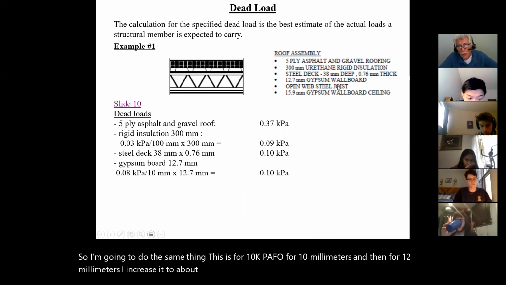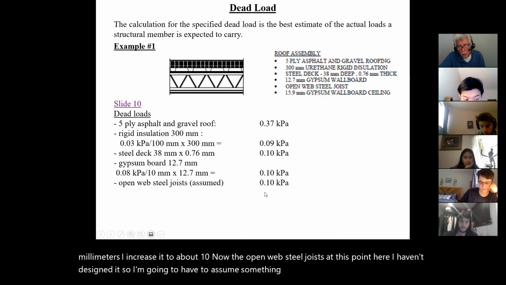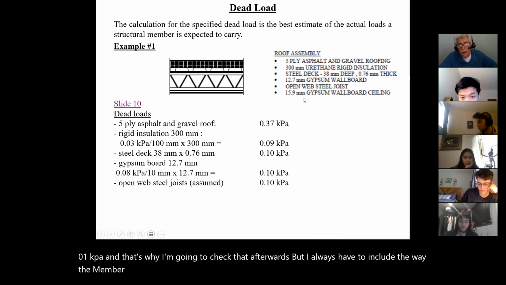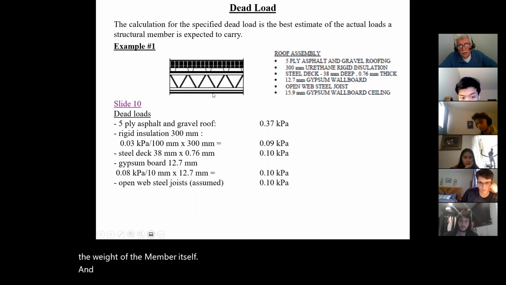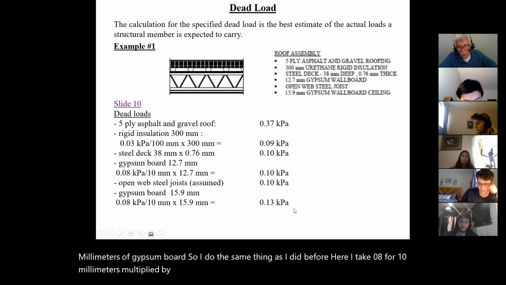Now, the open web steel joist, at this point here, I haven't designed it, so I'm going to have to assume something. So I'm going to assume that it weighs 0.1 kPa. I'm going to check that afterwards, but I always have to include the weight of the member itself. And then after that, I have the 15.5 millimeters of gypsum board. So I do the same thing as I did before here. I take 0.8 per 10 millimeters, multiplied by 15.5, end up with 0.3.